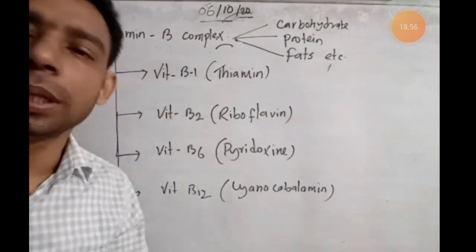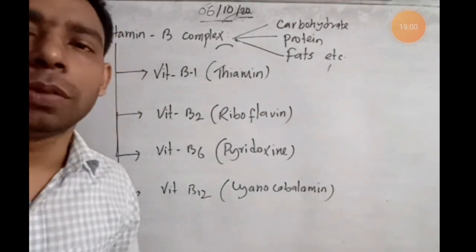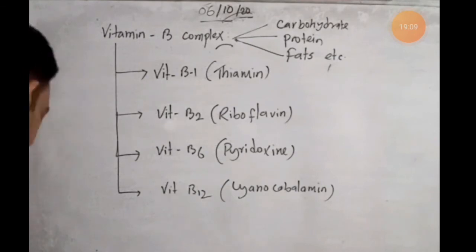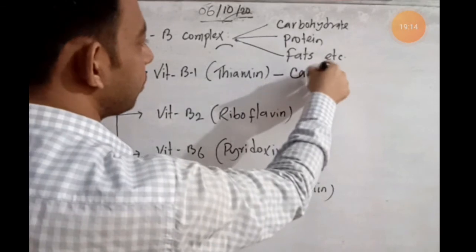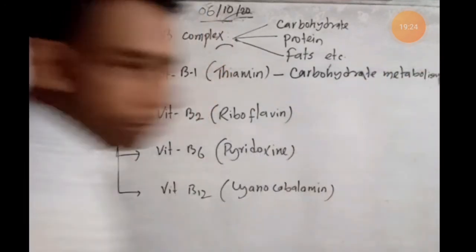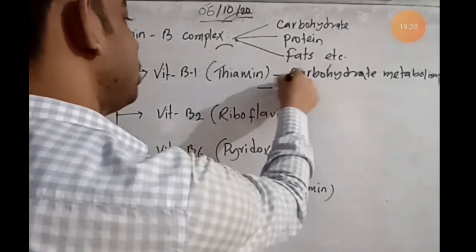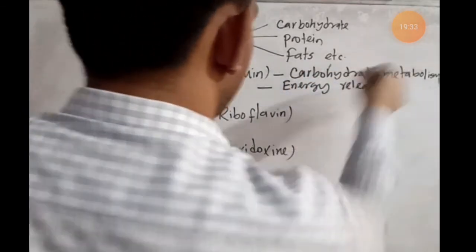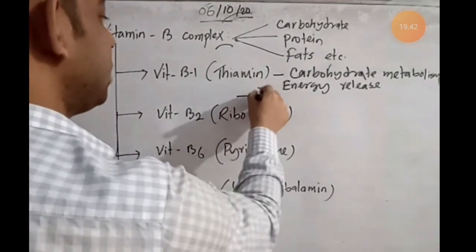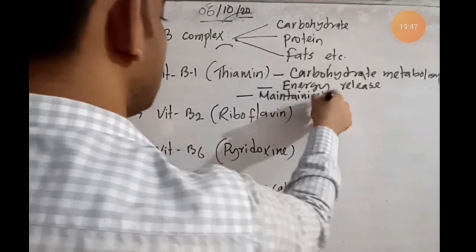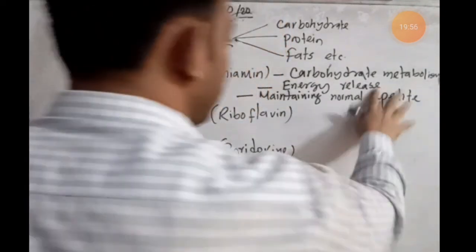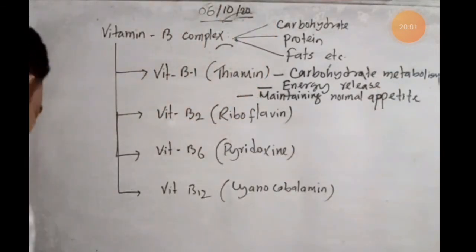And we can see that vitamin B1 is involved in carbohydrate metabolism and energy release. Carbohydrate metabolism and energy release are the main functions of them. Not only this, they also help in maintaining normal appetite, and they help keep the nervous system active. I will make you understand.